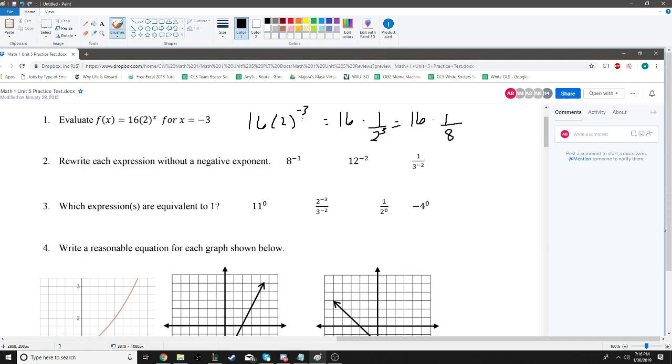Notice whenever you drop a negative exponent underneath the fraction, it becomes positive. Make 16 into a fraction by putting it over 1. 16 times 1 is 16. 1 times 8 is 8. And 16 divided by 8 is 2.